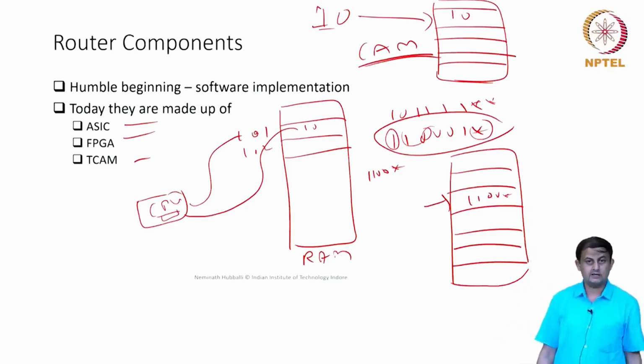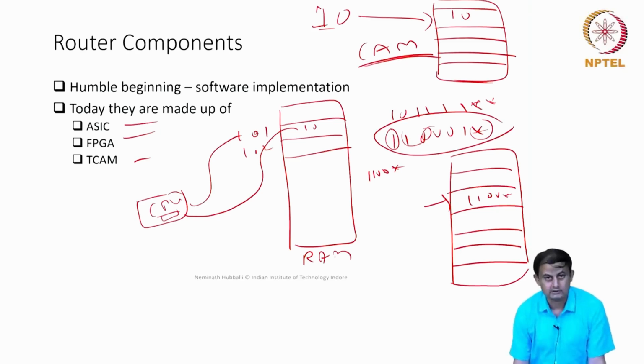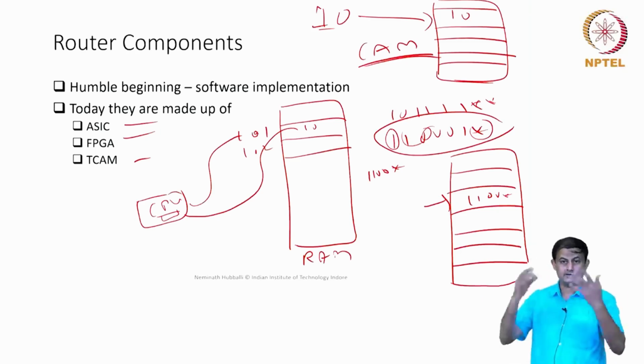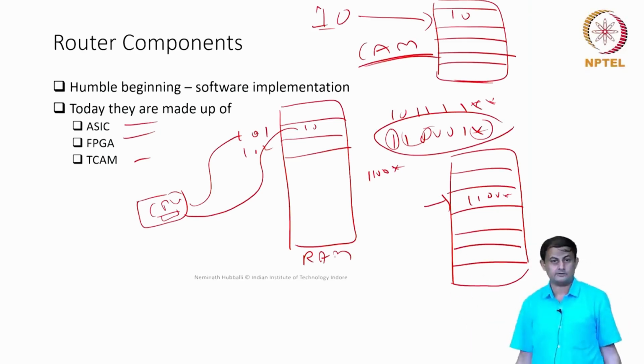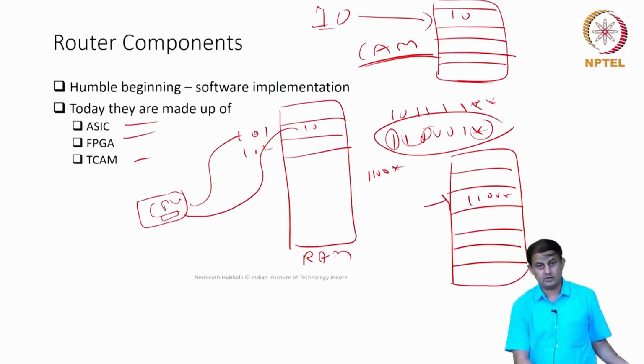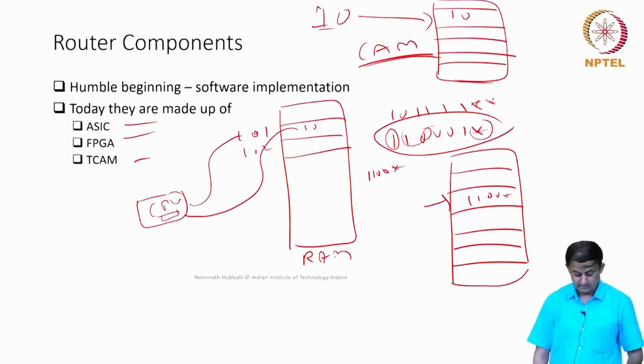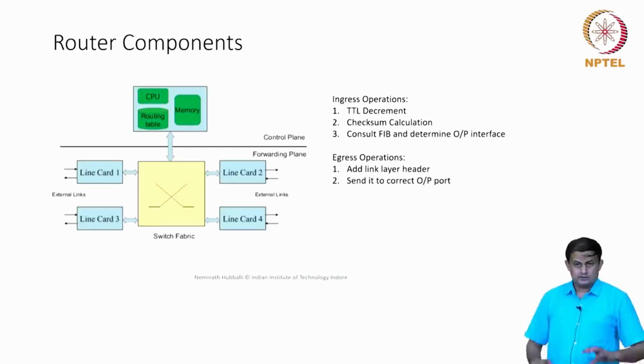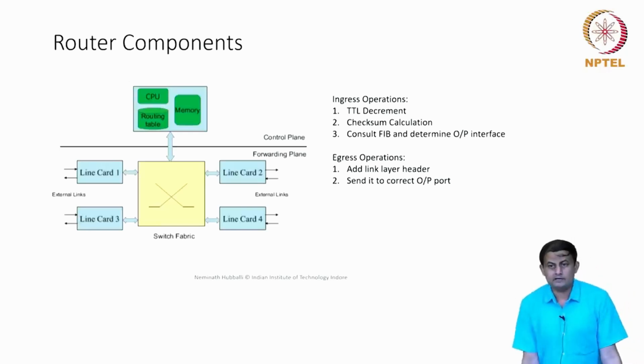So such TCAM memory is also available with the routers nowadays. Using that you can actually bring scale up of operations to the routers, typically to the border routers and the core routers. So that is what the router contains.